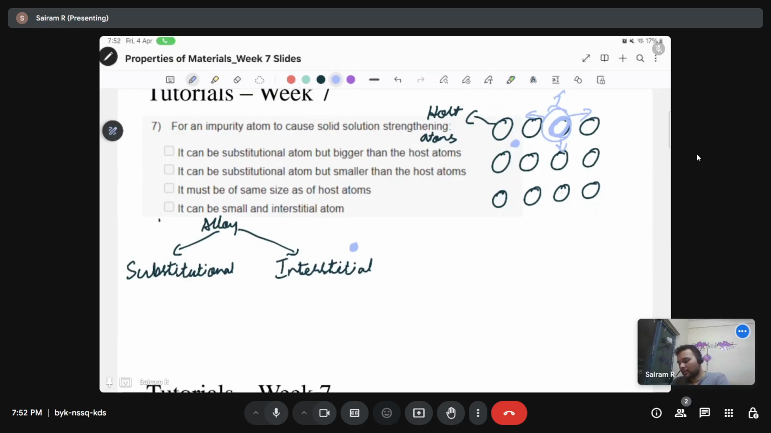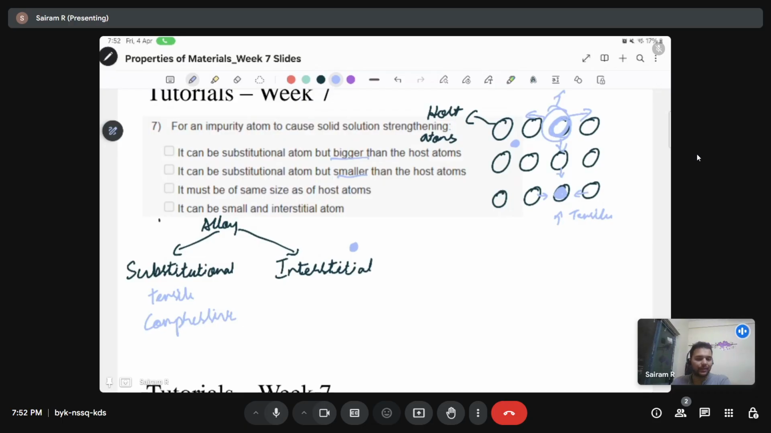it can be smaller as well. If it is smaller, what would happen if my substitutional atom is smaller? Then these atoms are pulled or attracted towards it, creating a tensile region. Okay, so depending on whether the atom is bigger or smaller, it could have both a tensile or compressive effect.